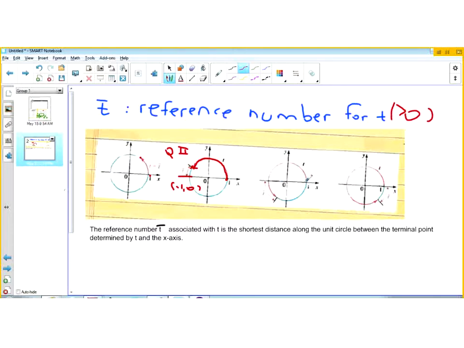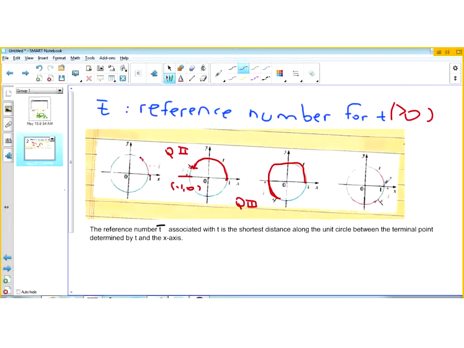Now, suppose I start at t equals 0, go counterclockwise, and my terminal point ends up in quadrant 3. My reference number would then be determined by starting at the point -1, 0 and calculating the distance from -1, 0 to the terminal point. This would be my reference number as shown by this red arc. This is how you would structure it for Q3.